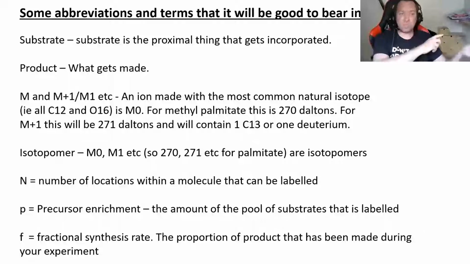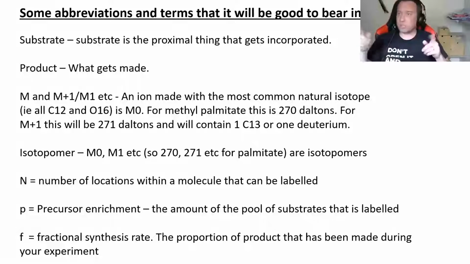And the M+1, so when you see the term M+1, that means it's an isotopomer of 271 Daltons, and it contains 1 C13 or 1 deuterium if we've been using deuterated water. So isotopomer, M0, M1, M2, these are all isotopomers. N, big N, not small n, is the number of locations within the molecule that can be labeled.